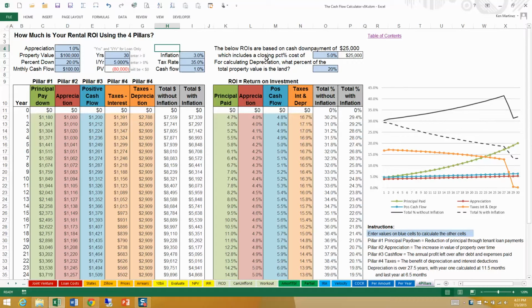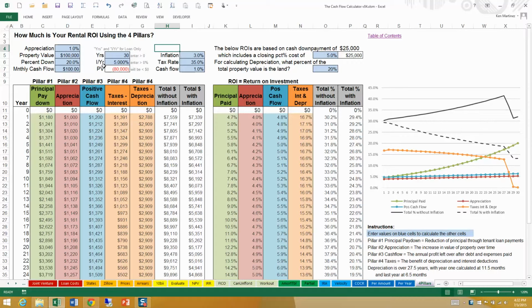On this tab, what I'm attempting to do is a calculation of all the benefits of having rental property by highlighting what I'm calling the four pillars of rental property, which is principal paydown, appreciation, positive cash flow, and the tax benefits of having interest that is deductible and depreciation on a property.